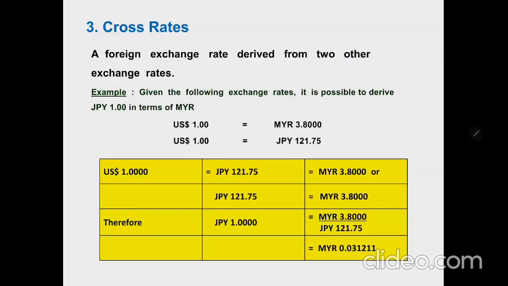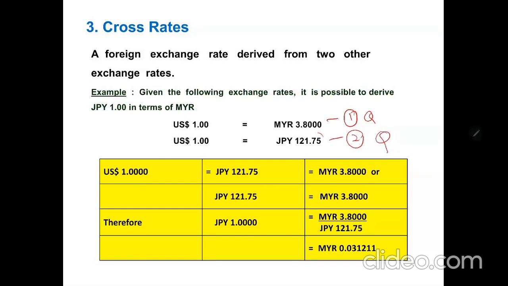All right, the final quotation is the cross rate. A cross rate is a foreign exchange rate derived from two other exchange rates. So we quote the price of foreign exchange using two different exchange rates. For example, given the following exchange rates, it is possible to derive 1 Japanese yen in terms of ringgit Malaysia. There are two quotations. First, 1 USD equivalent to MYR 3.8. This is the first quotation. The second quotation is 1 USD equivalent to Japanese yen 121.75.